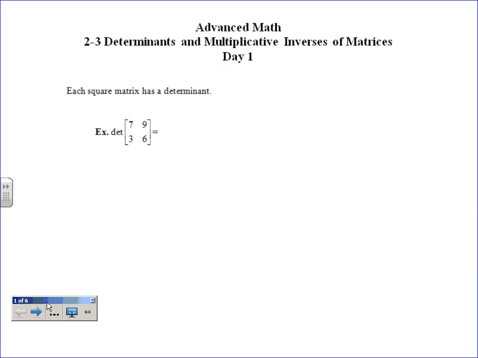Okay, day one of determinants. Very easy for a 2 by 2. But I will tell you, it does have to be a square matrix to find its determinant. And remember, square means same number of rows as columns. This one here is 2 by 2.